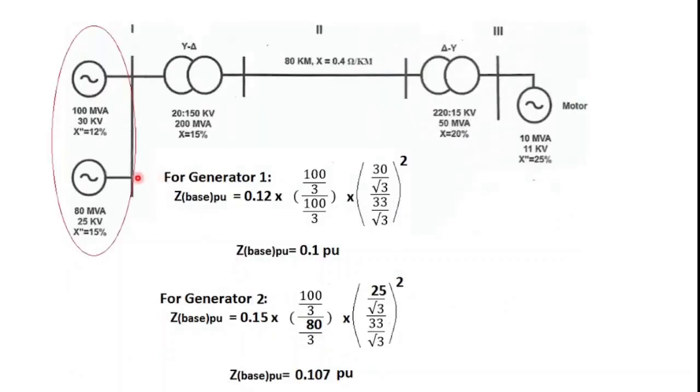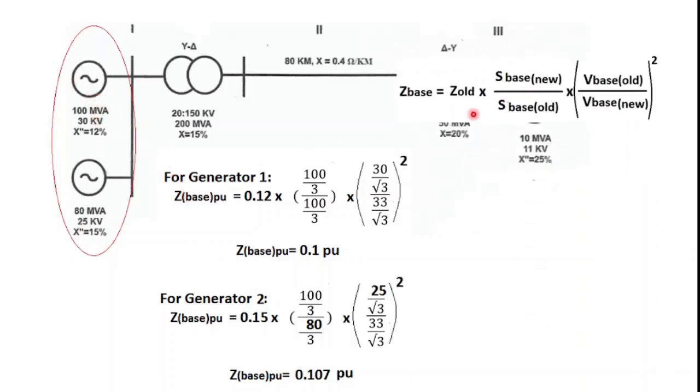Okay, so now we'll be proceeding with the generators first. For example, this is generator 1, and as I have mentioned, we will be using this formula. According to this formula, we will be calculating the Z base per unit. So 0.12, which is this reactance equal to 12%, into the S base new. I have told you that it was 100, as given in the question, so 100 by 3, because we are converting it into single phase. And the old S base, which is this one, 100 MVA.